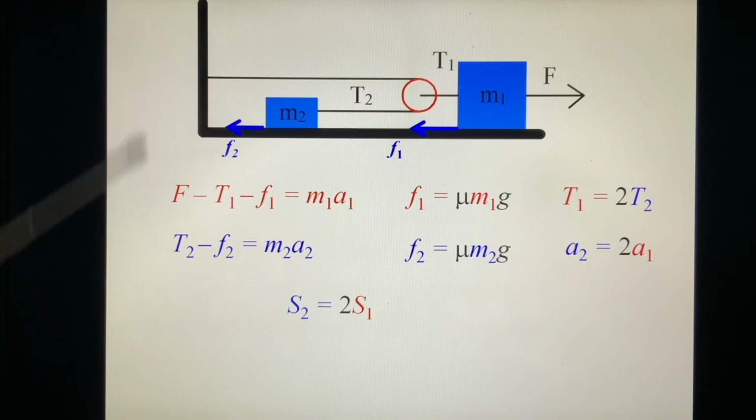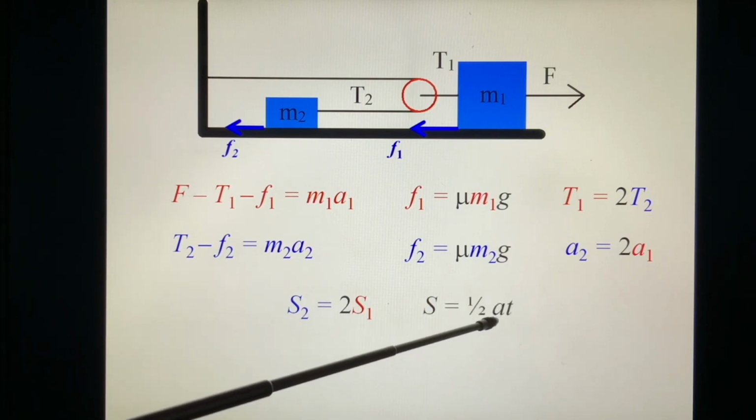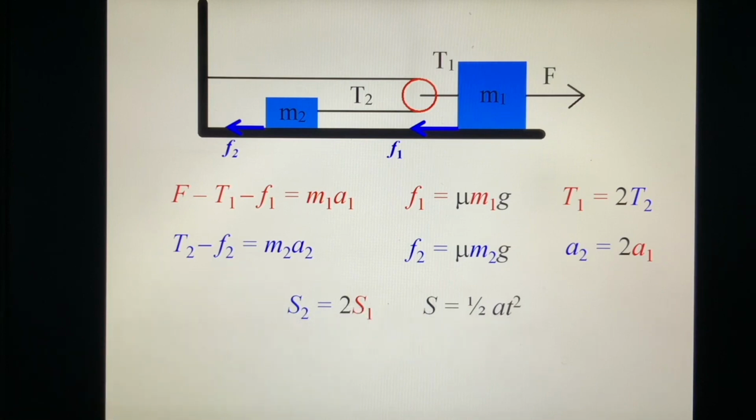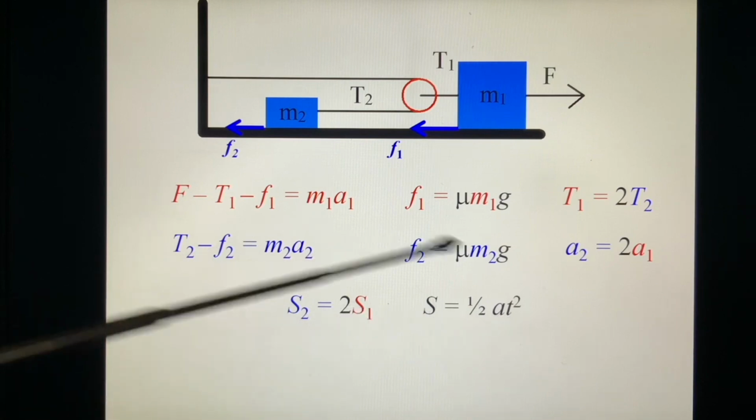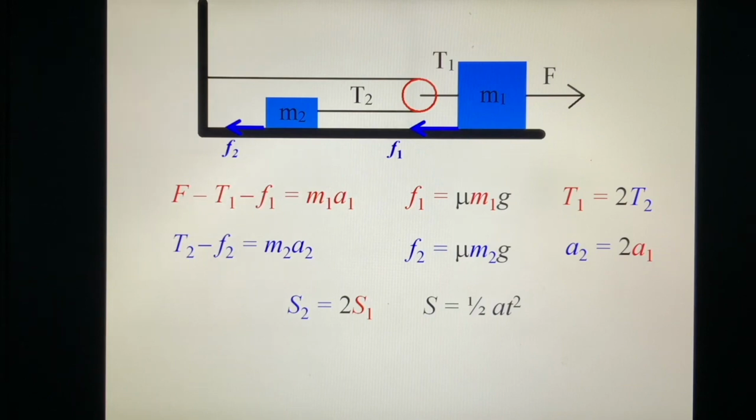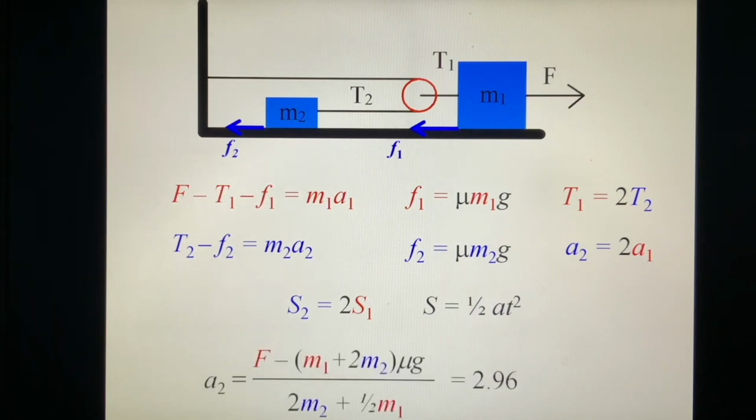And they both go with constant acceleration, so the accelerations have the same ratio. Okay, with 6 equations and 6 unknowns, we can find A2. I won't do it here. A2 is 2.96 meters per second squared.